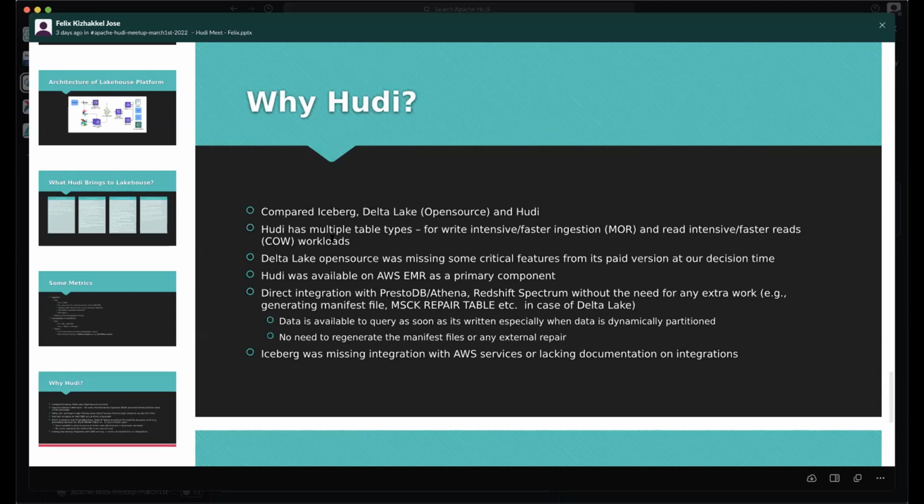At that time, Apache Hudi was the only primary component on AWS EMR. Now they have Iceberg also, but one thing that was missing in Iceberg is fast ingestion. So overall, all our requirements were met by Apache Hudi from that Lakehouse architecture perspective. So that was the reason we chose Hudi.